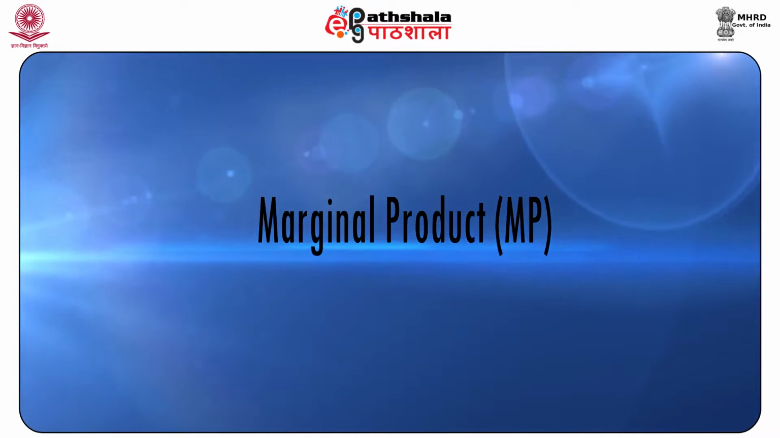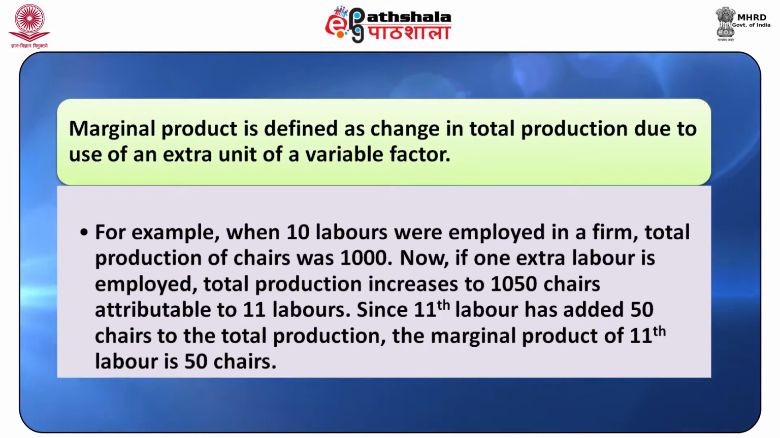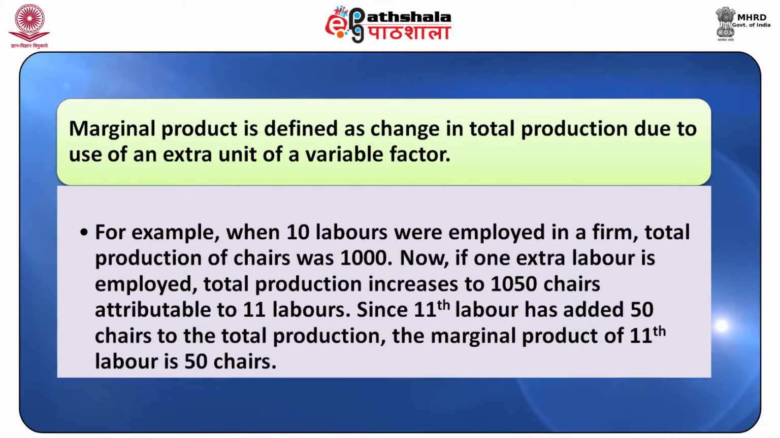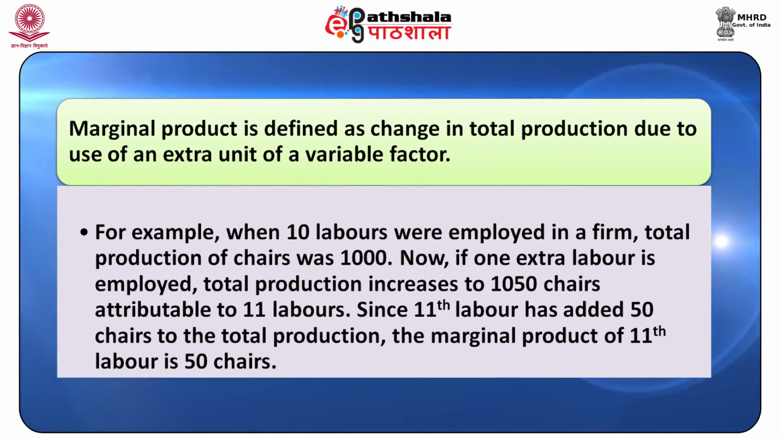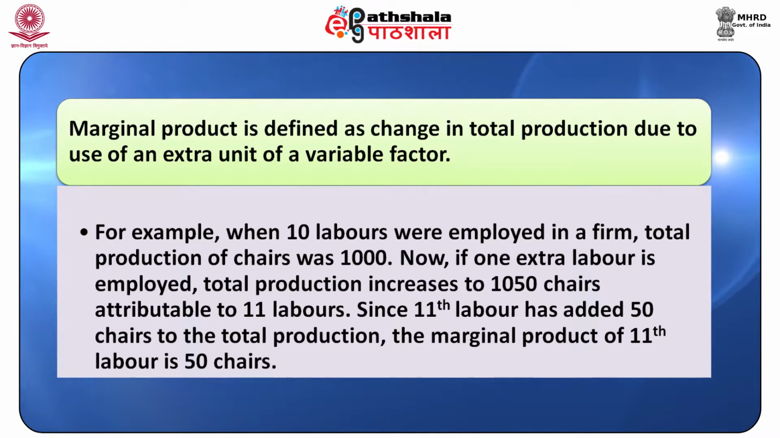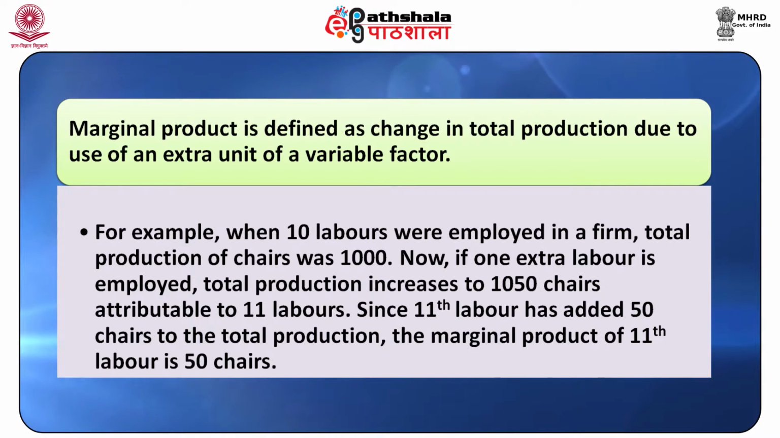Next, marginal product, MP. Marginal product is defined as the change in total production due to use of an extra unit of a variable factor. For example, when 10 laborers were employed in a firm, total production of chairs was 1000. Now, if one extra laborer is employed, total production increases to 1050 chairs, attributable to 11 laborers. Since the 11th laborer has added 50 chairs to the total production, the marginal product of the 11th laborer is 50 chairs.